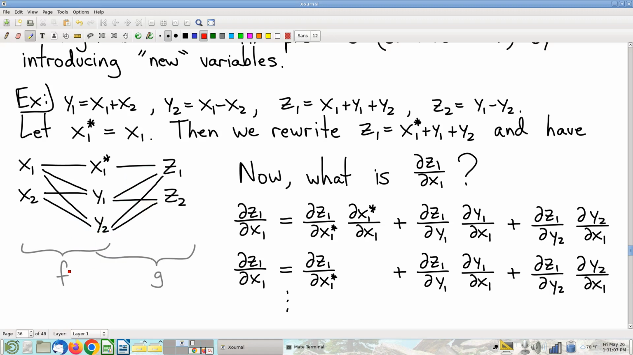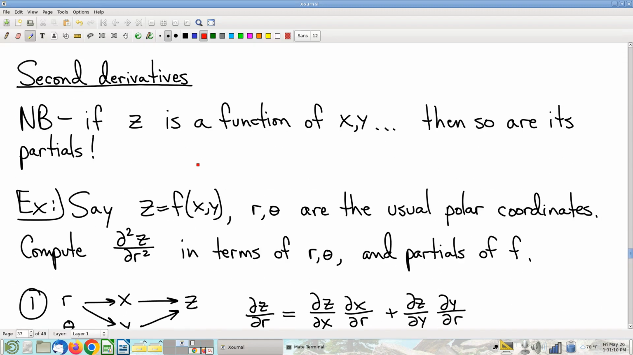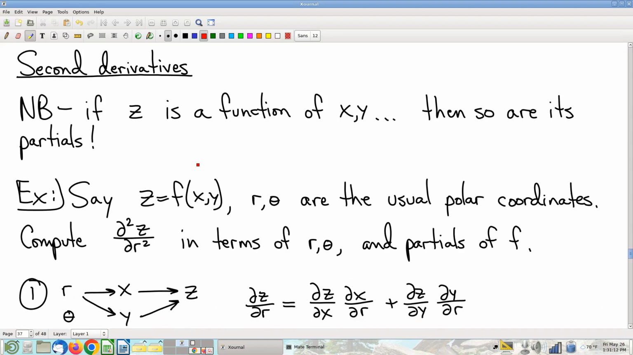Okay. All right. Okay. Second derivatives.